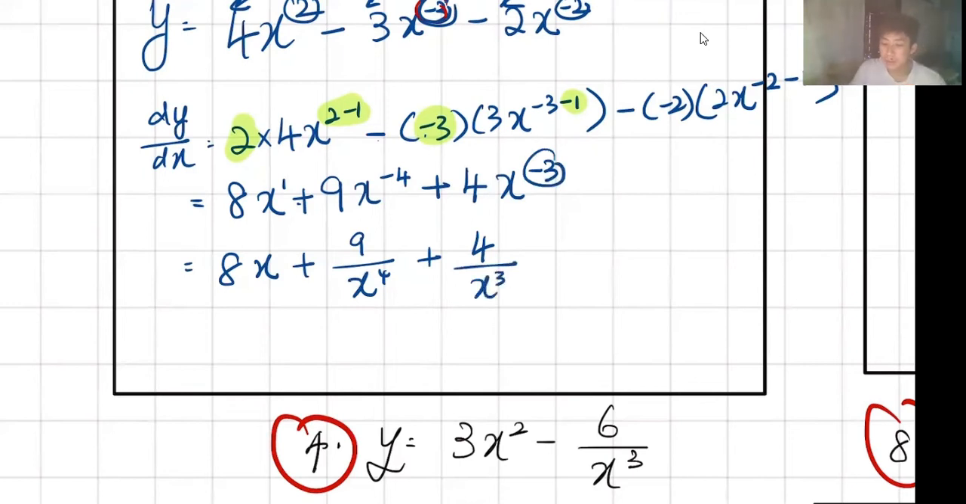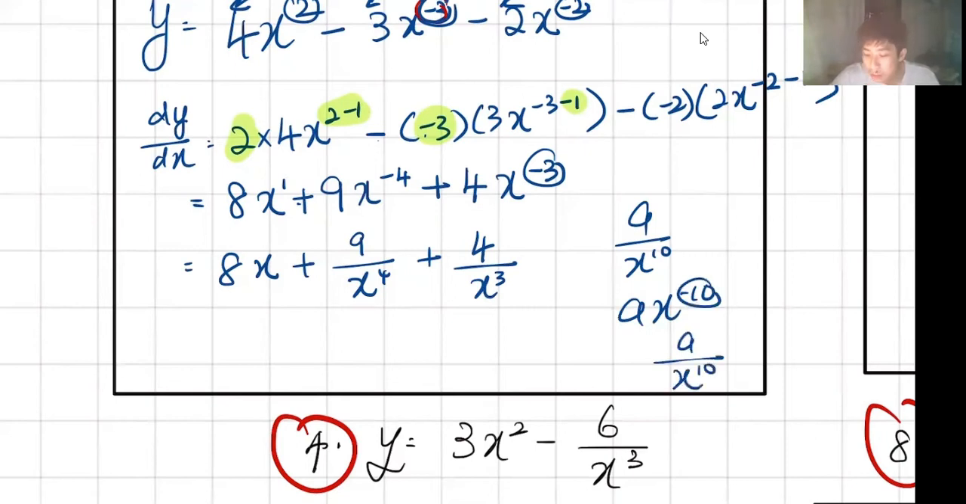You get what I mean? Basically, for example, a over x power of 10. How do I bring it up? I just change the power: a x to the minus 10. Similarly, how do I change this back to this one? I bring it to the denominator and I change the sign, which is 10, same as this one. That's the idea.